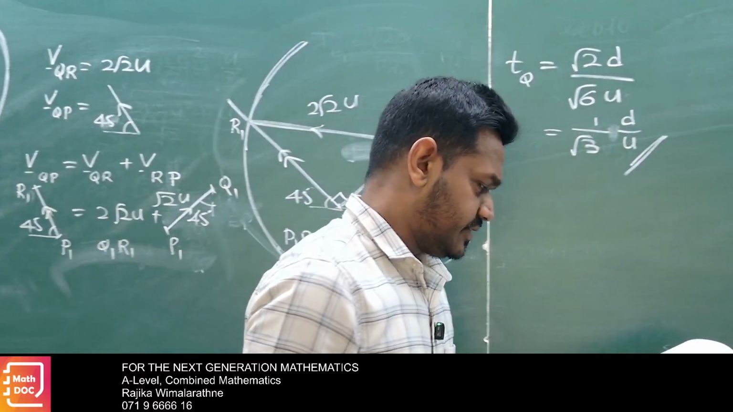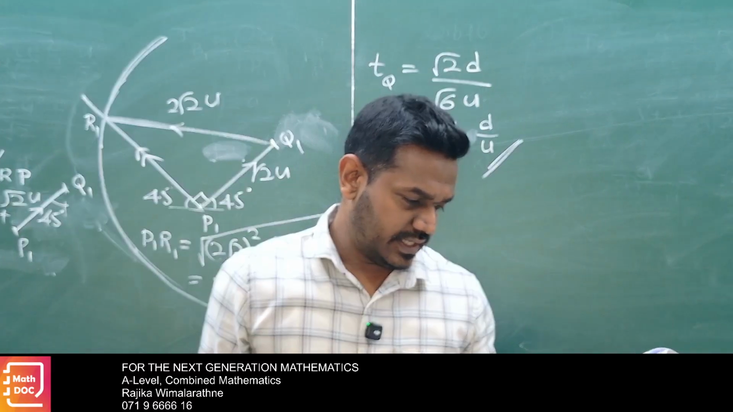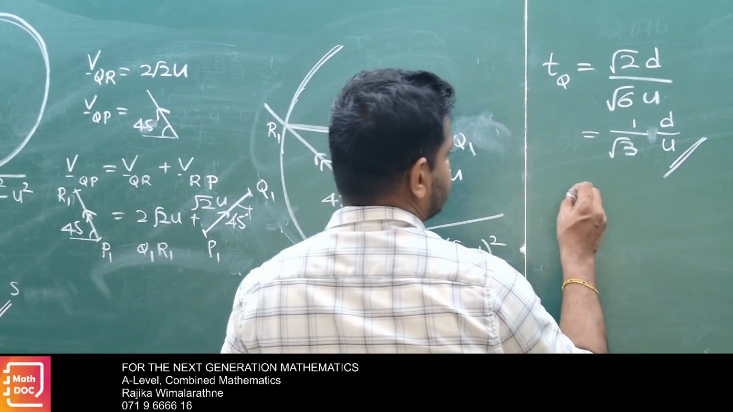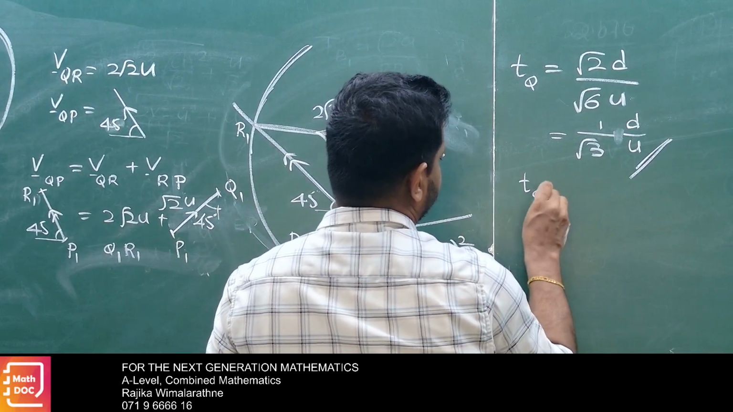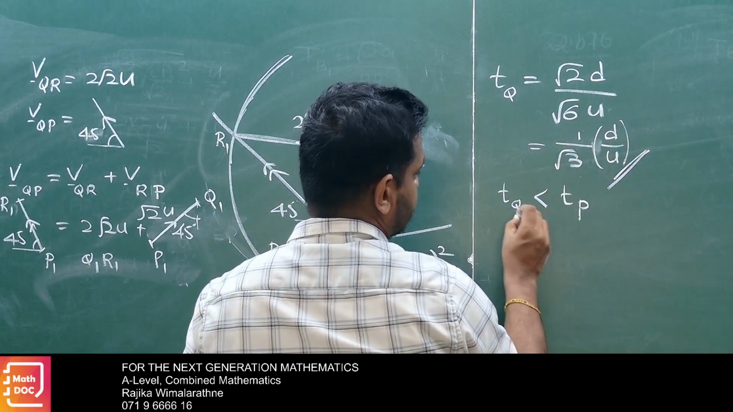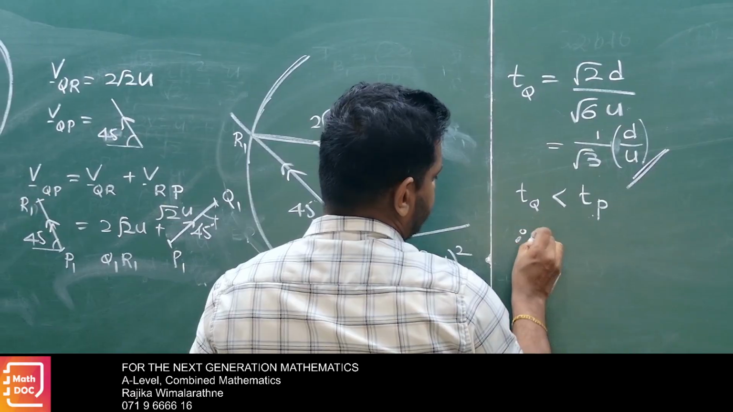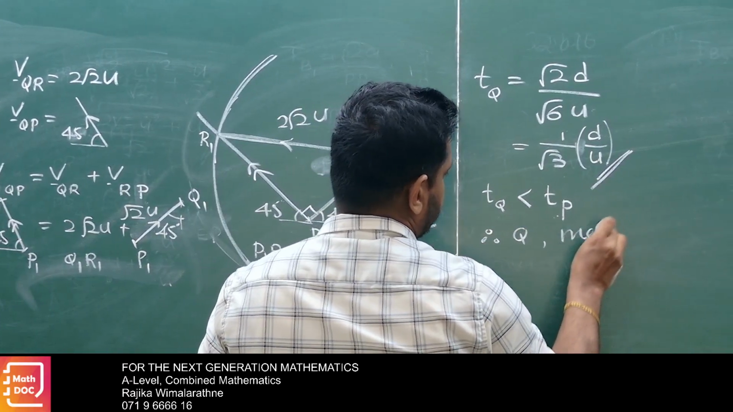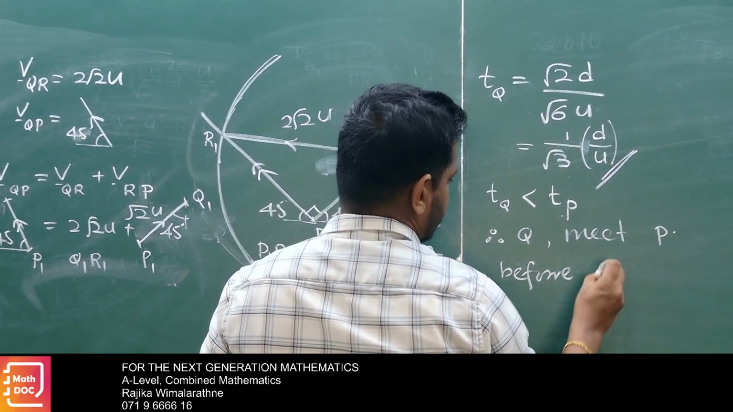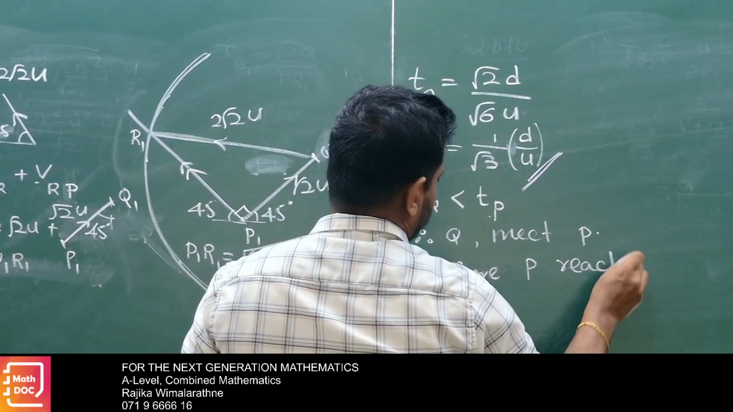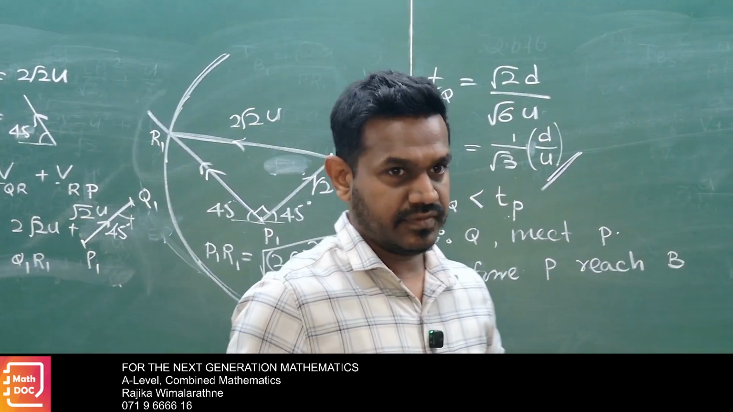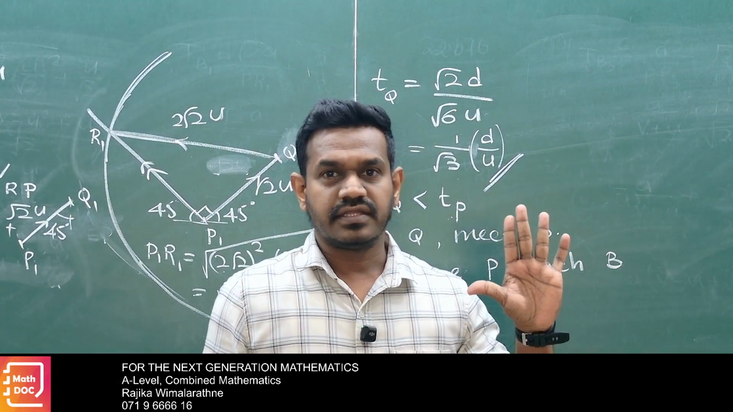Now we need to show that Q meets P before P reaches point B. Because of this you can say tq is less than tp, no? Here d divided by u divided by 1 over root 3. Then tq is less than tp. Therefore Q meets P before P reaches B. Okay, that is the thing. That is the 2023 question.